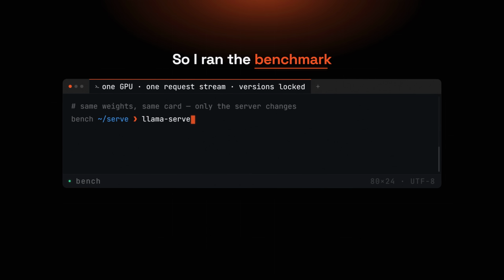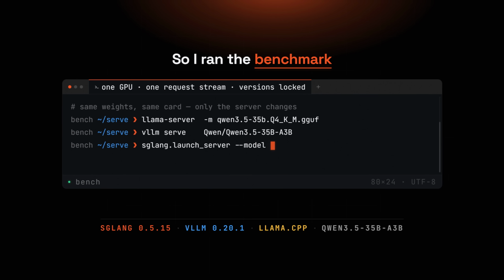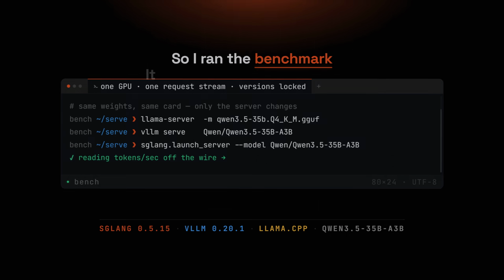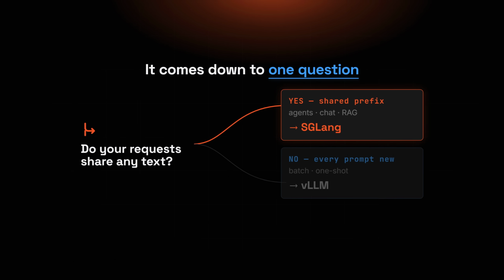So I ran the benchmark. Same GPU, same Qwen, versions on screen. Here's what actually fell out. Which one wins comes down to a single question: do your requests share any text?